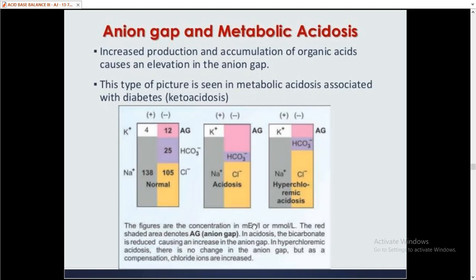In this figure, this is the normal picture showing the normal values of all the anions and cations with a normal anion gap. Then once acidosis sets in, the bicarbonate is reduced, causing an increase in the anion gap. In hyperchloremic acidosis, there is no change in the anion gap, but as the compensation, the chloride ion starts increasing.